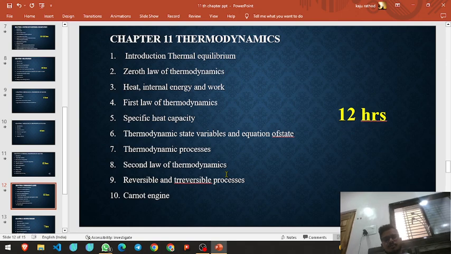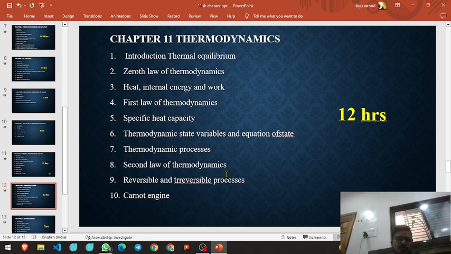Also, our 11th chapter is thermodynamics. There are some laws we are going to study in this chapter: the zeroth law, first law of thermodynamics, second law of thermodynamics, reversible and irreversible processes, and the Carnot engine. The estimated time for that is about 12 hours.